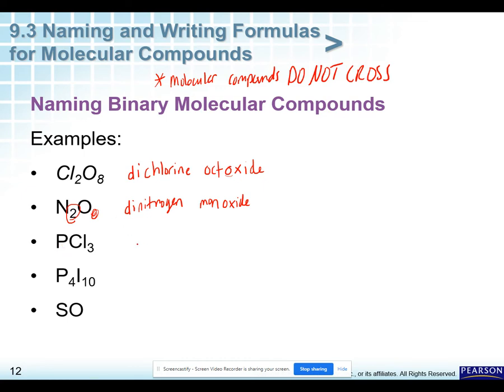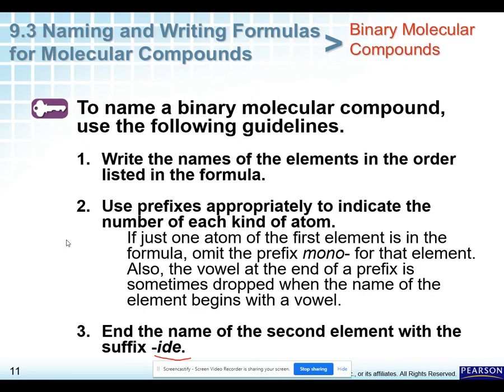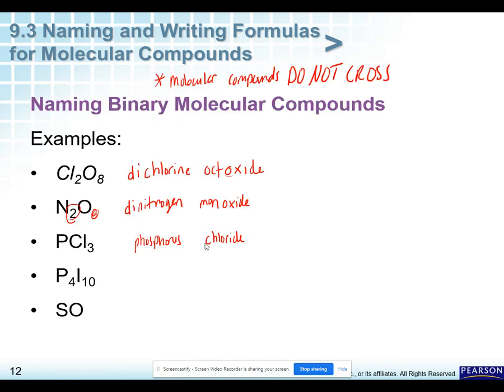Next one, we have phosphorus. Here we have chlorine, but remember we have to change the ending of the second element to chloride. Then we add our prefixes. Well, here it is understood to be 1. But if you look at your rules, if the first element is a 1, we omit the mono, meaning you don't include it. So I don't have to include that. For chlorine, there's 3, and the prefix, if you look at your table, is trichloride.